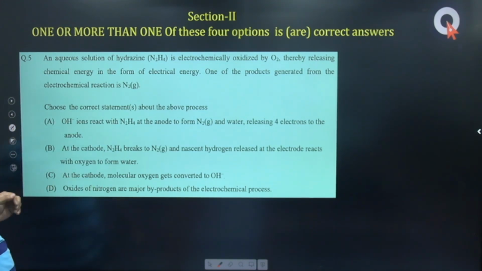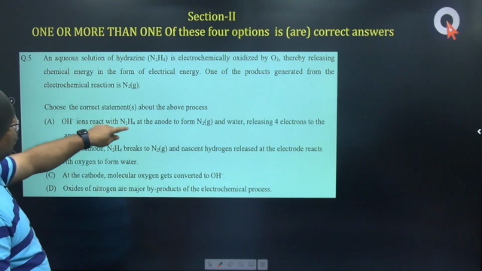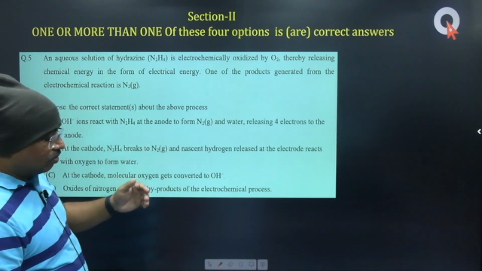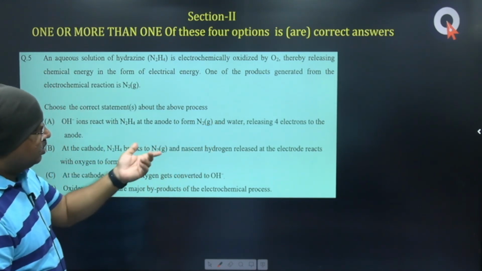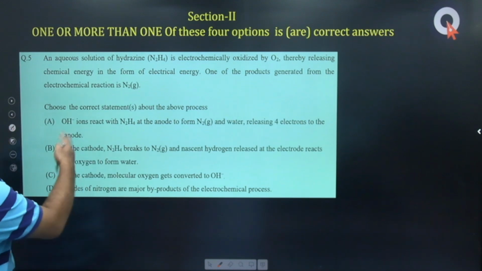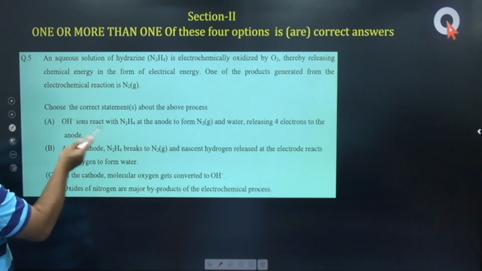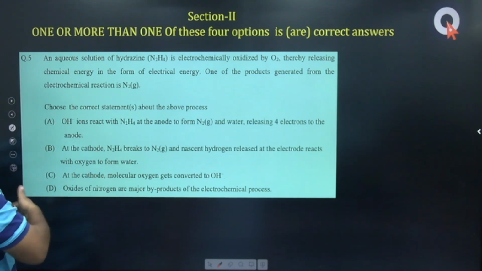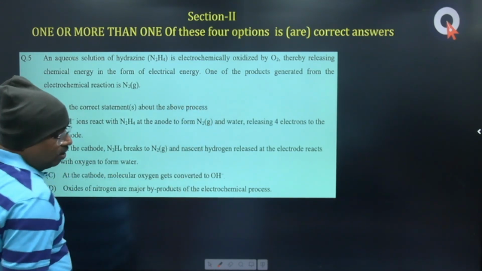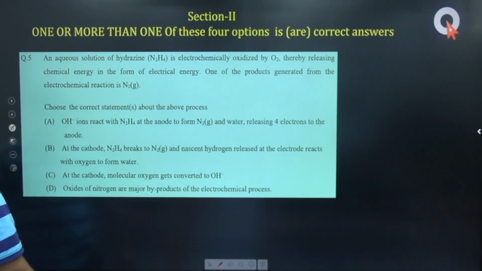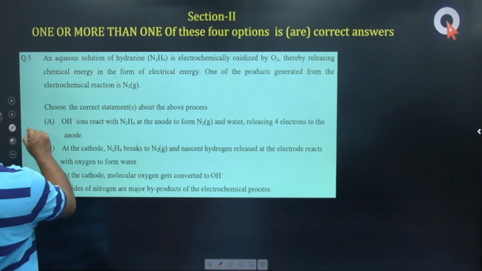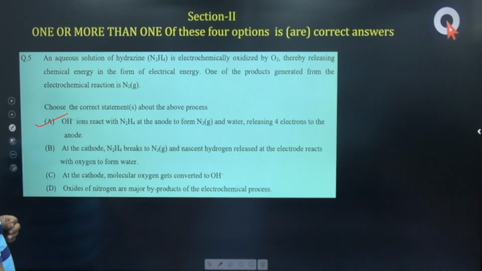So the first option, let us say, choose the correct option in this. OH minus ions react with N2H4 at the anode to form N2. That is okay because oxidation takes place and there is release of 4 electrons. If you write the reactions, OH minus and hydrogen and oxygen, what you are actually seeing is the same. OH minus will move towards the anode and, towards the cathode, H plus will move in fuel cells. So the first option can be correct.